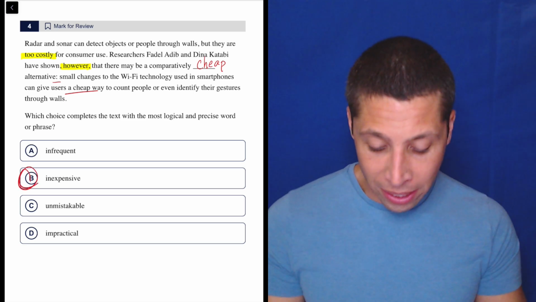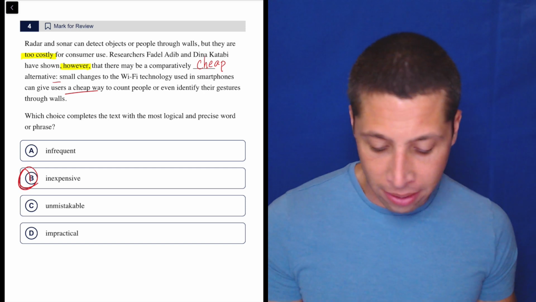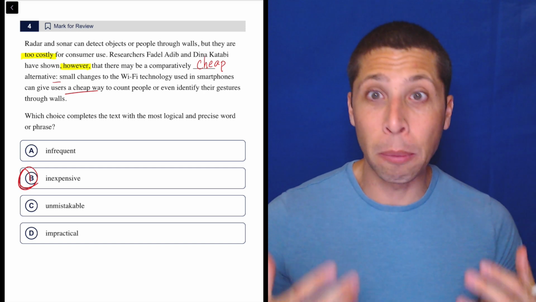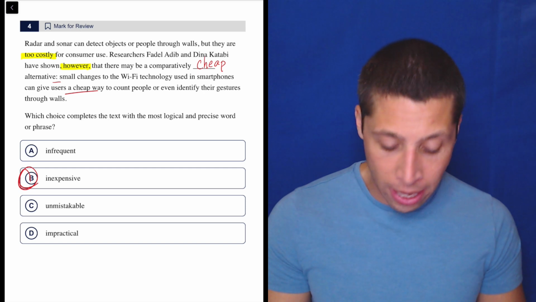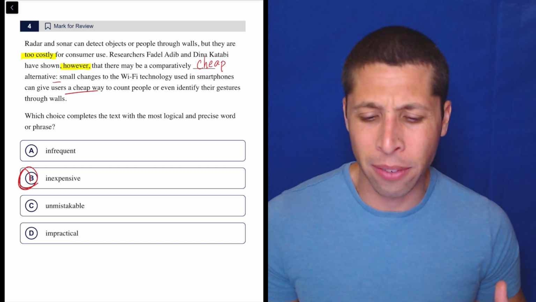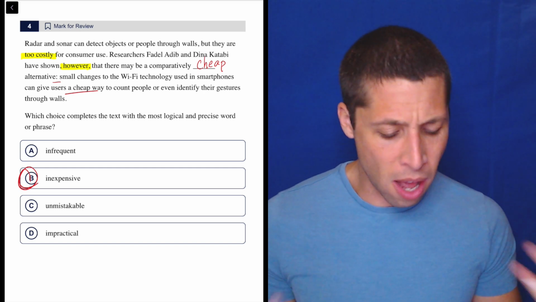So none of these others make any sense. Infrequent means that it doesn't happen a lot. Unmistakable means it's so obvious that you cannot make a mistake in identifying it. Impractical means that it's kind of just not good to use, but none of those things have anything to do with money.